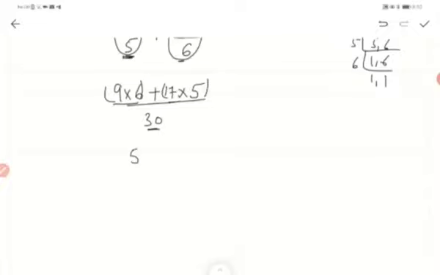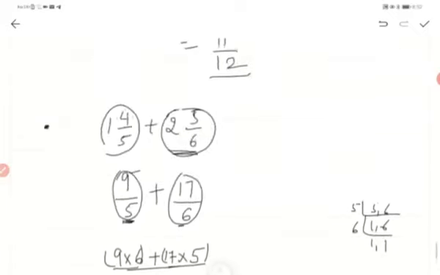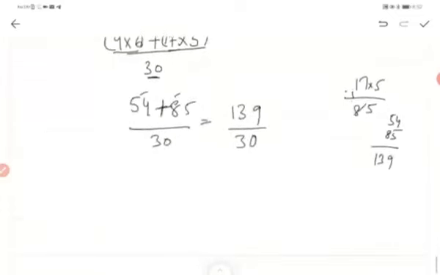9 6s are 54 plus 17 into 5, 7 5s are 35, 5 and 5 6, 7, 8, 85. So 85 by 30. Now add these two. 54 plus 85, 5 and 4, 9, 8 and 5, 13. I think I'm doing it correctly. 139 by 30. Okay, so addition of these two improper fractions, we are going to get the answer as how much?